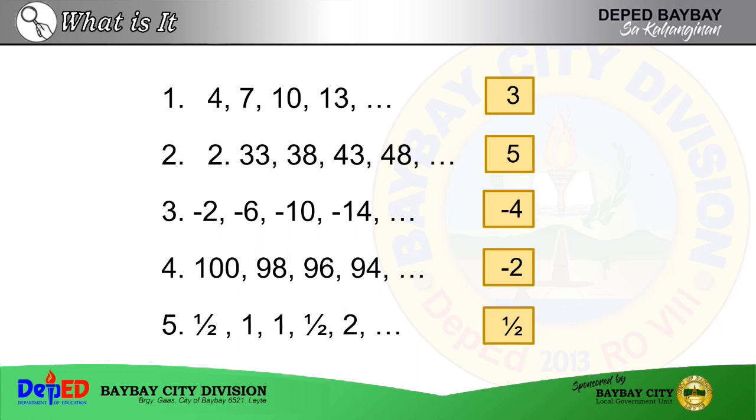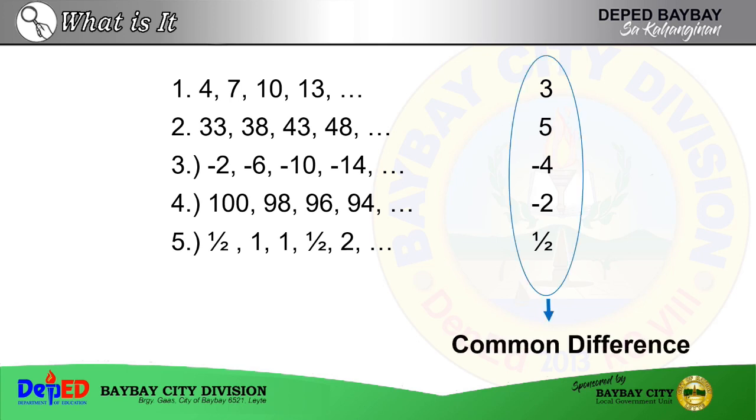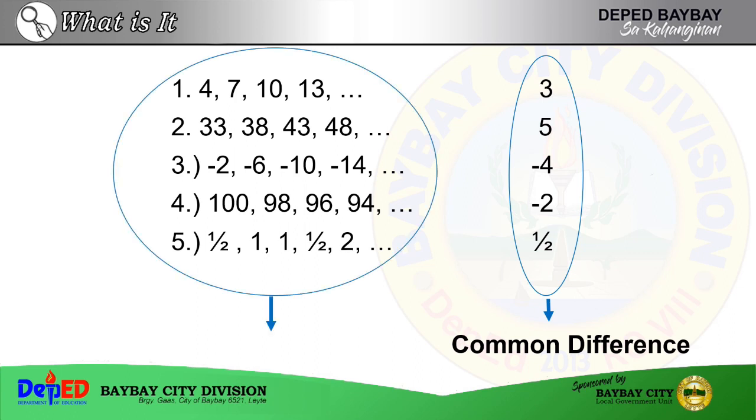Notice that a constant or a common number is added to the preceding term, or the number before it, to get the next term in each of the sequences above. The constant number being added is called the common difference and is represented as d. All these sequences are called arithmetic sequences.